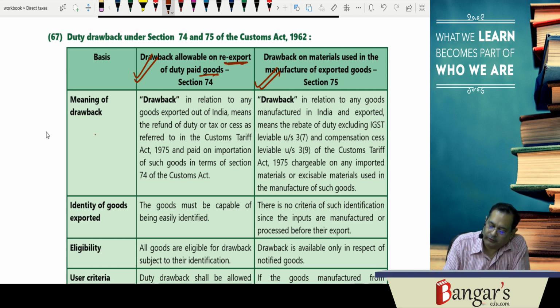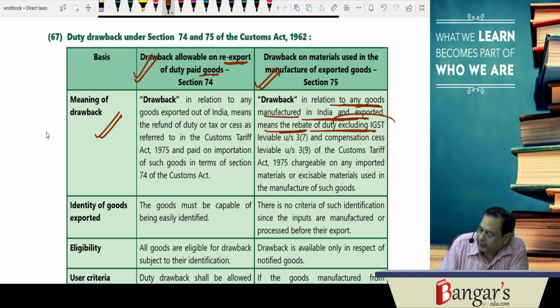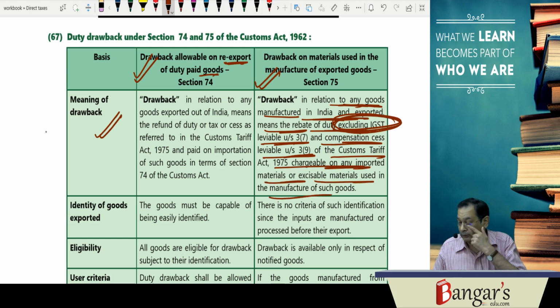So under section 74, drawback is in relation to goods exported out of India, means what? Refund of duty, tax or cess, which is paid on importation of goods. And under 75, in relation to any goods manufactured in India and exported, it means rebate of duty excluding IGST leviable under 3.7, or GST compensation cess leviable under 3.9 of the Customs Tariff, excluding that, chargeable on any imported material or excisable material which is used in manufacture of such goods.